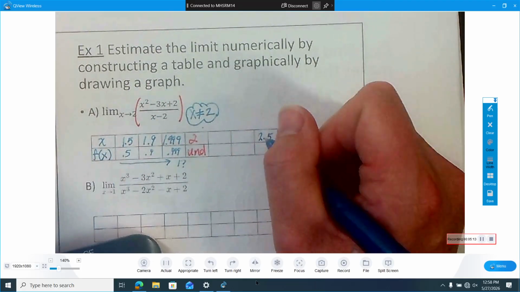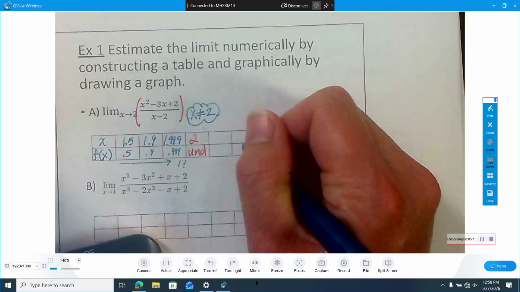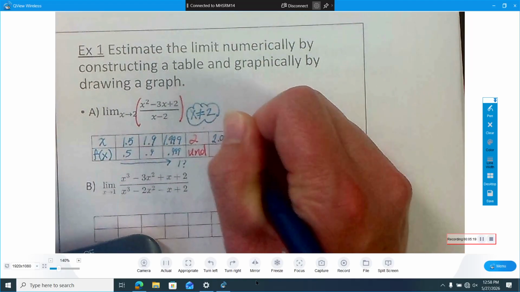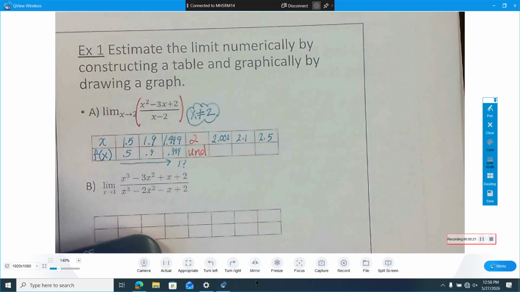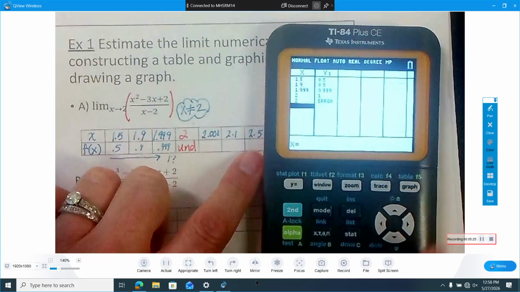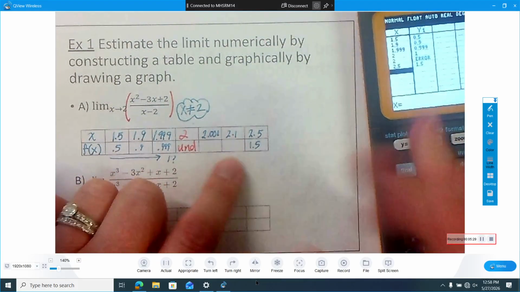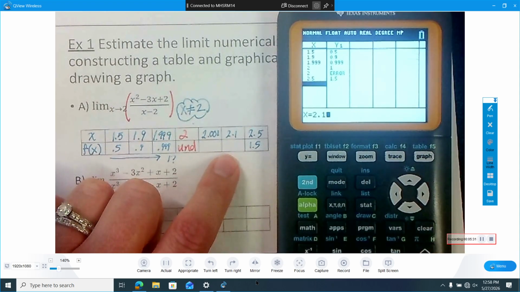What's 2.1? 2.001. And again, those get a lot closer. All right, so I'm going to try 2.5. That outputs a 1.5. I'm going to try 2.1, and that's 1.1.